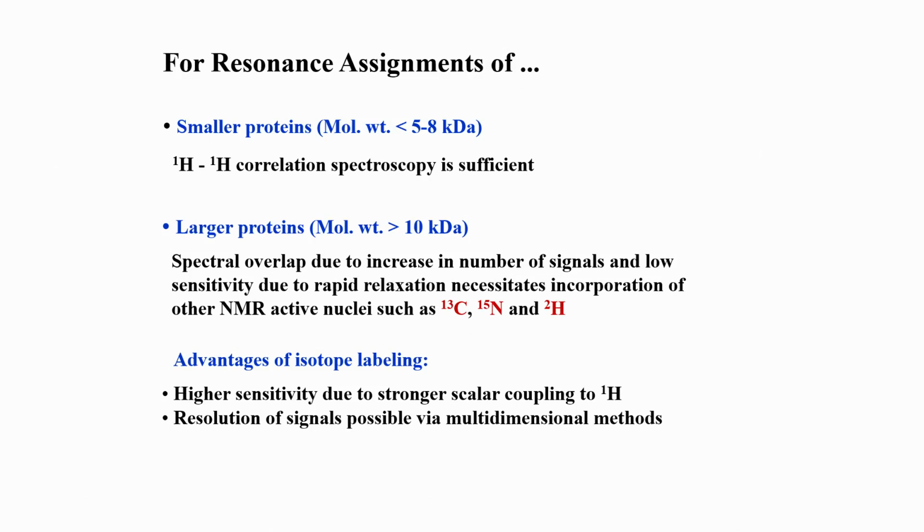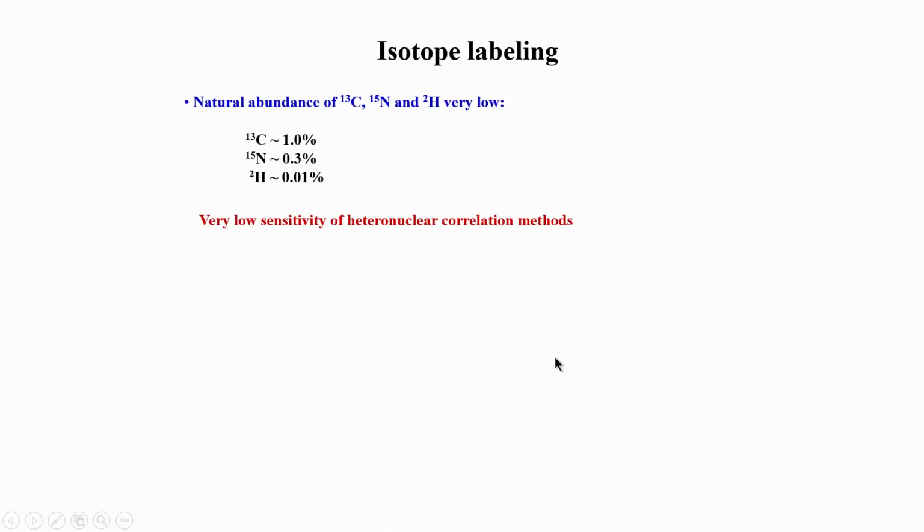For example, the experiments we saw, HNCO, HNCOCA and so on, in the previous class, are very useful because the sensitivity of that is very high. A second advantage is that with the 3D multidimensional triple resonance experiments, we can start resolving the signal. When you start resolving the signal, it becomes better and better separated, and that helps us to look at the chemical shifts more easily than in the 1D case or 2D case.